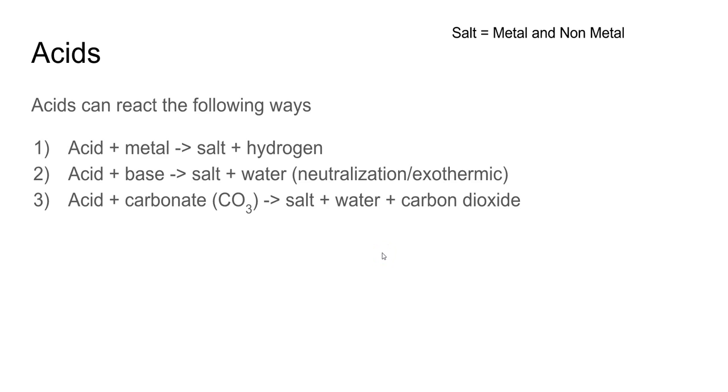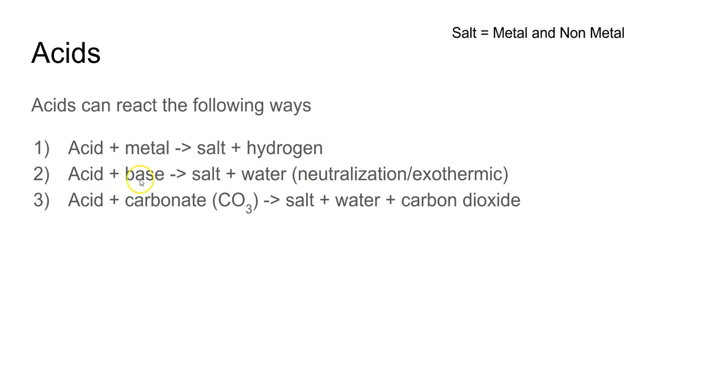Acids. Acids are going to react the following ways. Remember that a salt is a metal and a non-metal. So if I get an acid and a metal, then I get a salt plus hydrogen. This is how we made the hydrogen gas in our little rocket experiment. We put zinc in hydrochloric acid, and that made some hydrogen gas for us.